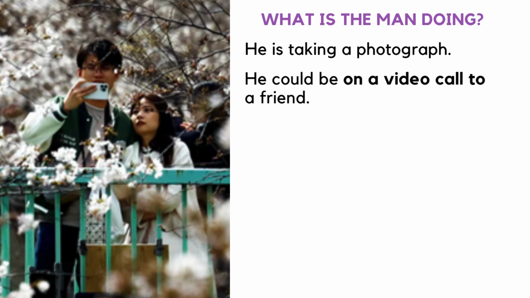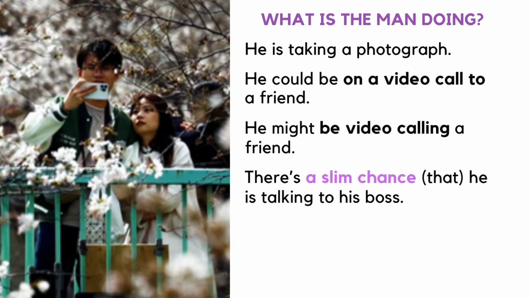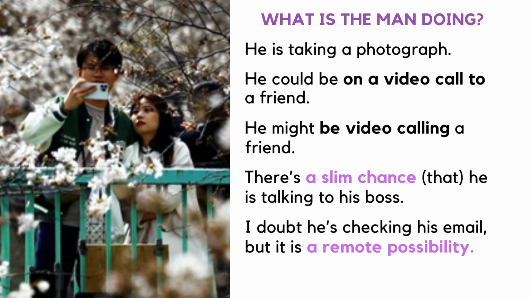He could be on a video call to a friend. Or you might use the verb and say he might be video calling a friend. There's a slim chance he's talking to his boss. Or I doubt he's checking his email, but it's a remote possibility. Oh, look at those lovely collocations that we've got now. A slim chance, a remote possibility.